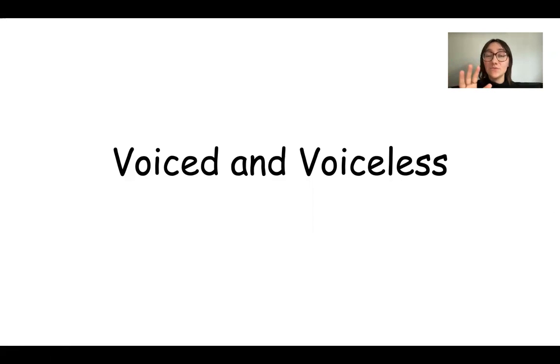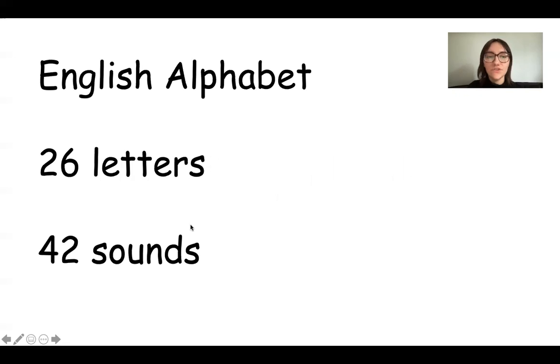Today's lesson, we're going to be talking about voiced and voiceless, right? Voiced and voiceless. So first, let's talk about the English alphabet, the English letters. We have 26 letters, right? A, B, C, D, E, F, G, H, I, J, K, L, M, N, O, P, Q, R, S, T, U, V, W, X, Y, Z, right?